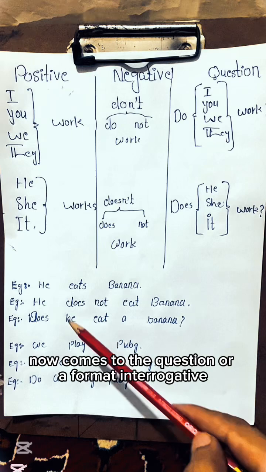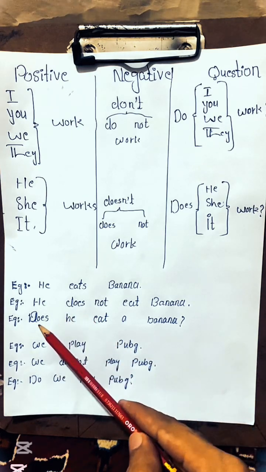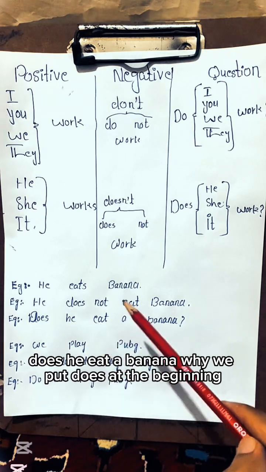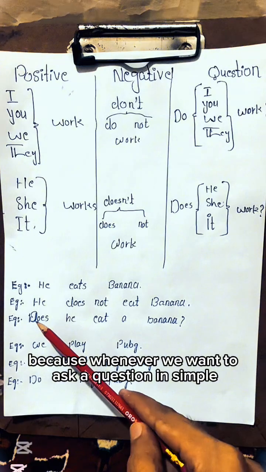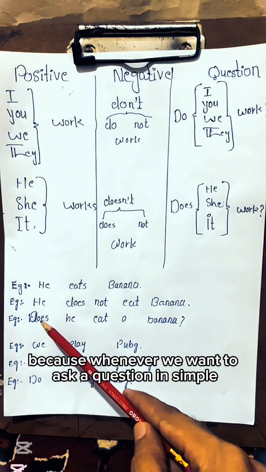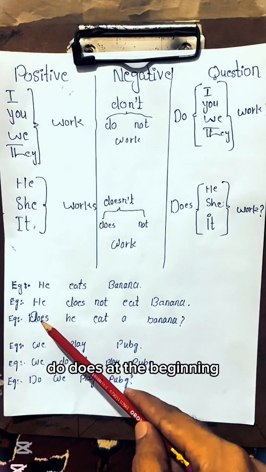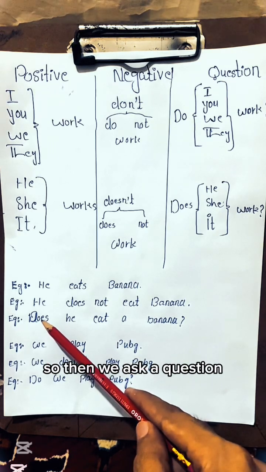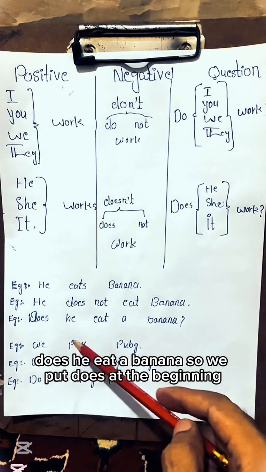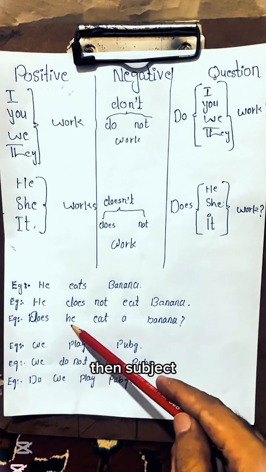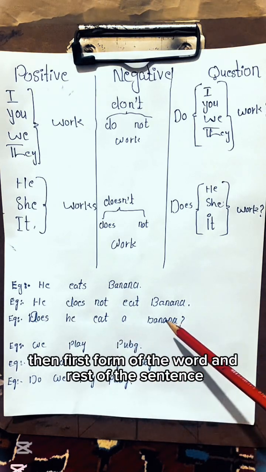Now comes the question, or interrogative. Does he eat a banana? Why do we put does at the beginning? Because whenever we want to ask a question in simple present tense, we put do or does at the beginning. So then we ask a question, does he eat a banana? So we put does at the beginning, then the subject, then the first form of the verb and the rest of the sentence.